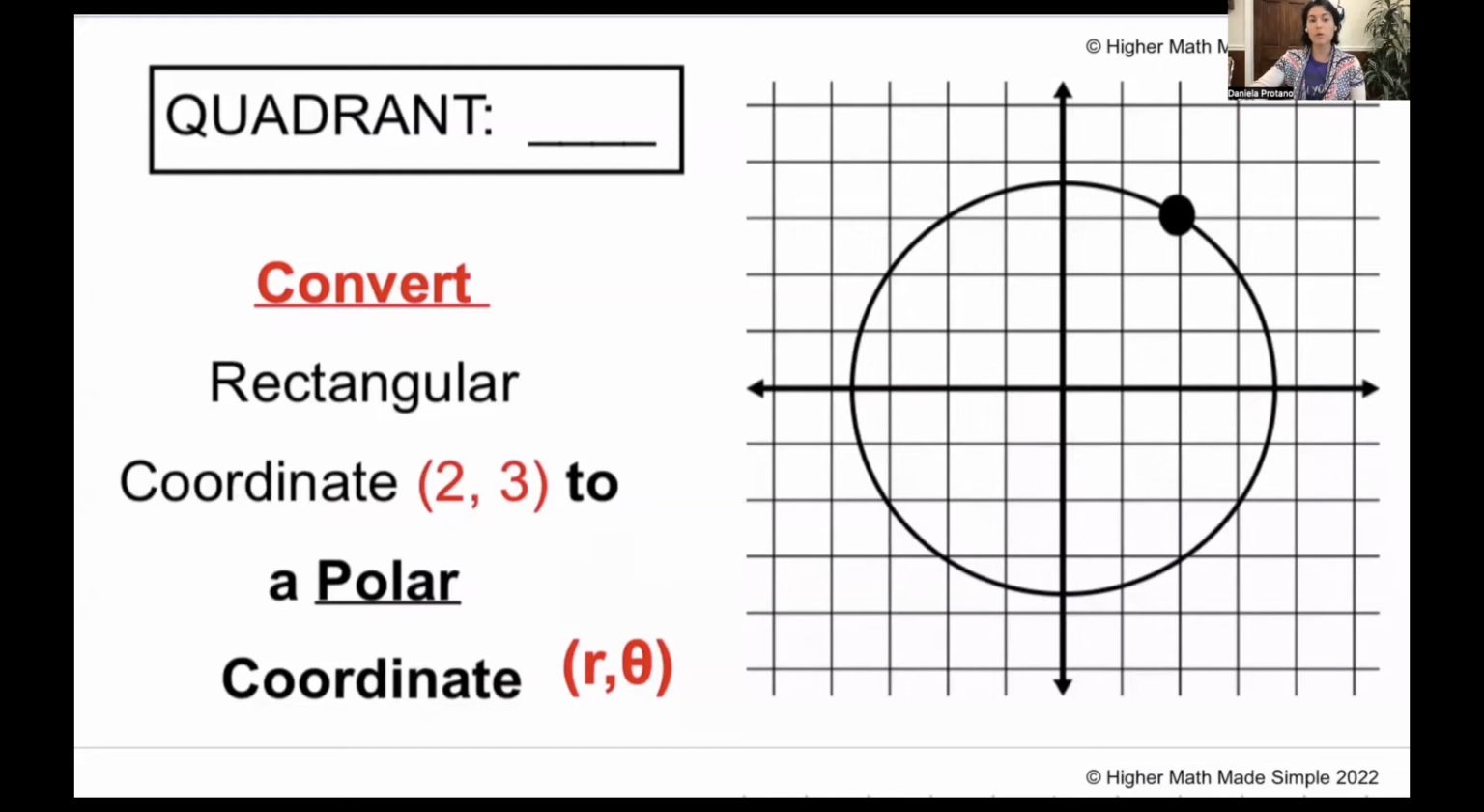In this video, not only will we learn how to convert from a rectangular to a polar coordinate, but I'll also show you what sets apart arctangent in determining theta for each of the 4 quadrants.